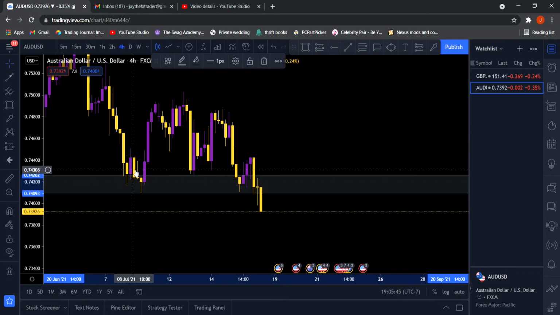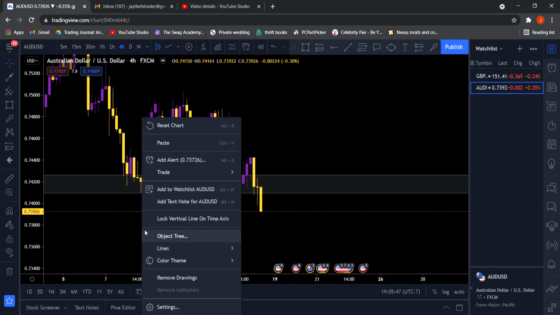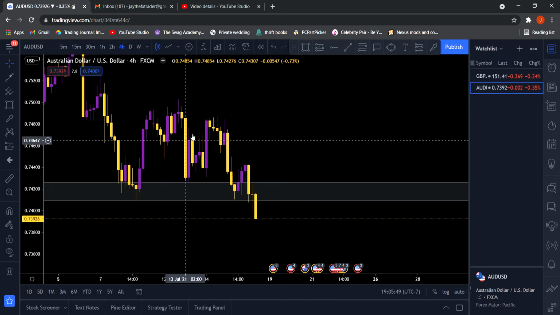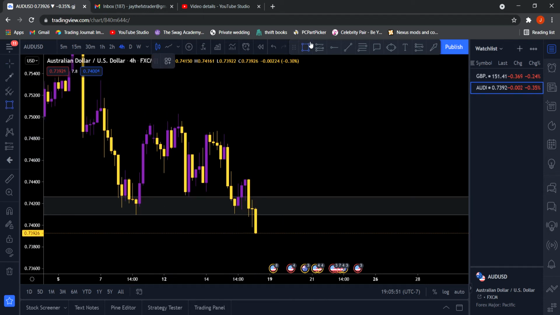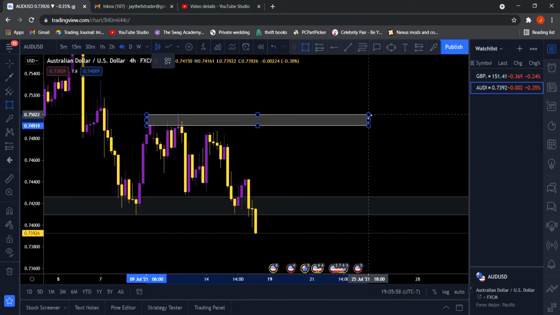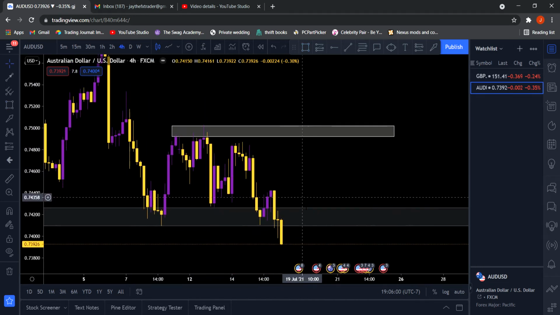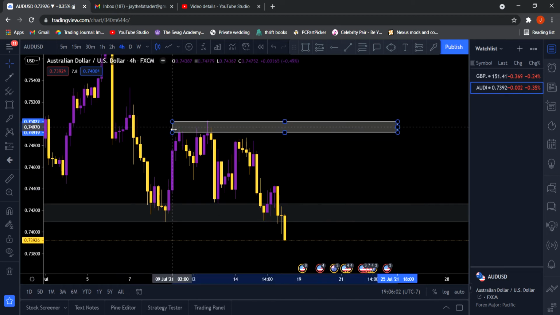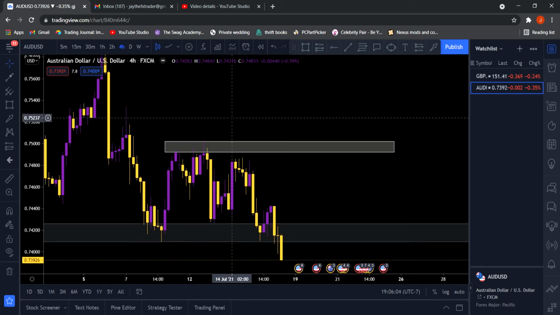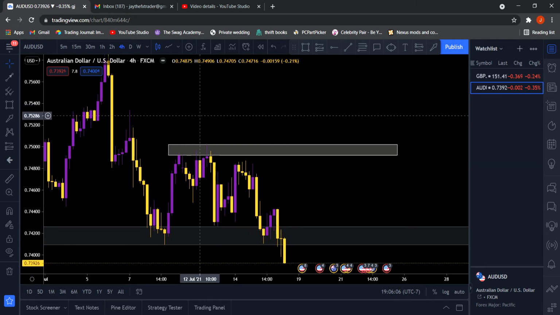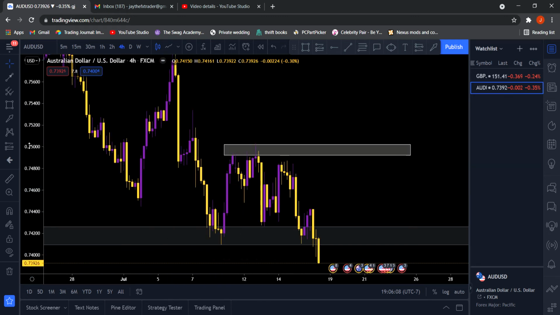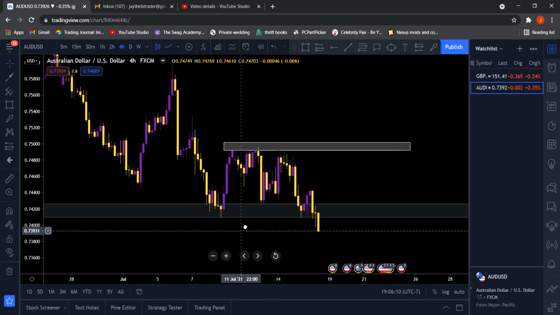Yeah, you see it came down, retested the area, went back up, and I can draw an intraday resistance level up here. And I can wait for price to break above this to start looking for buys potentially.